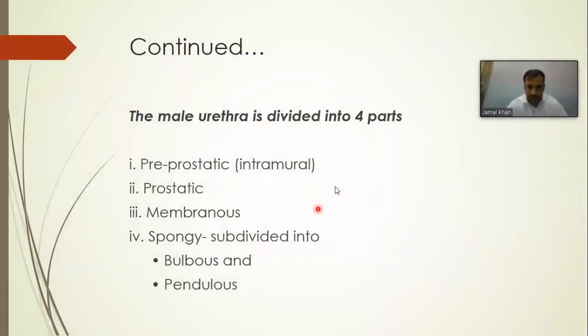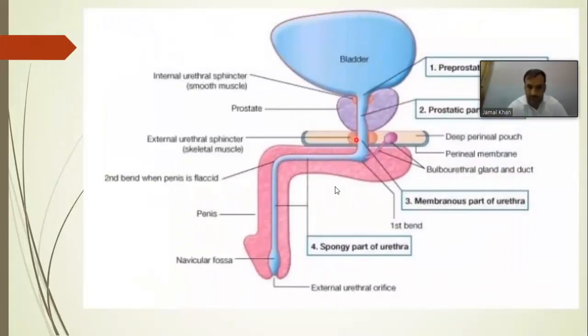The male urethra is divided into four parts. The first one is pre-prostatic, the second is prostatic, the third is membranous, and the fourth is spongy. Spongy is also subdivided into bulbous and pendulous. This one is the pre-prostatic part of it. This one is the prostatic part of it. This one is the membranous part of the urethra, and this one is the spongy part of the urethra.